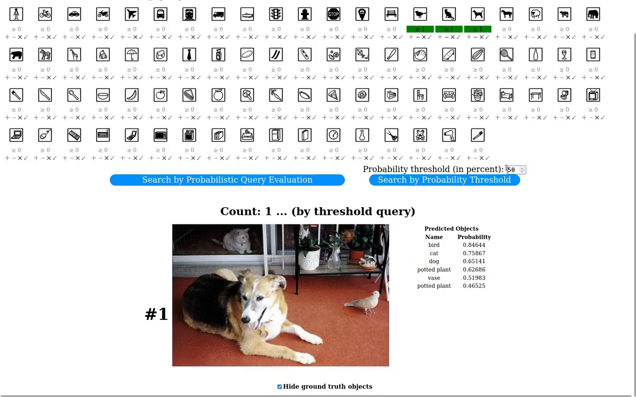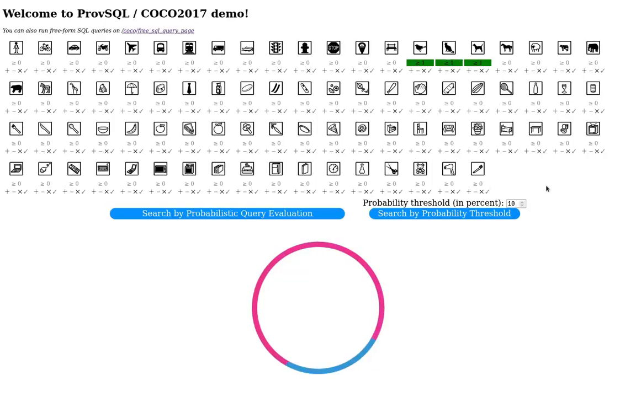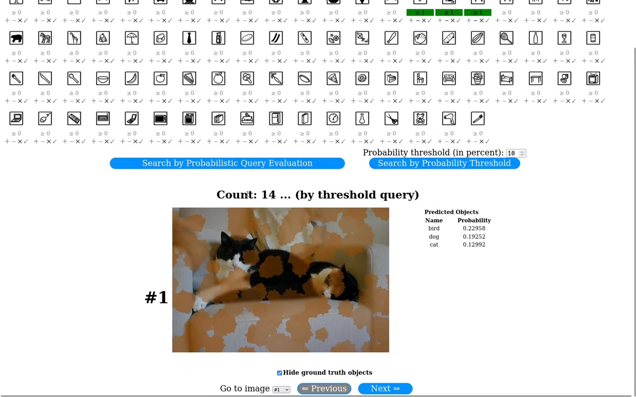And if we considerably lower this threshold, for instance to 10%, and we run the query, then we get more images. We get 14 images, but including wrong results. This is a degraded image from the COCO dataset, where YOLO predicts incorrect objects. For instance, one of the cats, the one on the right, is detected to be both a dog and a bird, but with low probabilities.